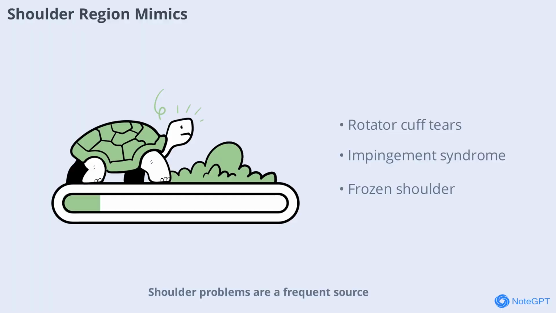Shoulder problems are a frequent source of symptoms that mimic cervical radiculopathy. Conditions like rotator cuff tears, impingement syndrome, and adhesive capsulitis, also known as frozen shoulder, can cause pain and weakness that radiate to the arm. These symptoms can be mistaken for nerve root issues, especially when pain worsens with overhead activities or at night. Clinical tests such as Neer's and Hawkins can help identify impingement, while imaging and targeted injections can further clarify the diagnosis. Understanding these shoulder-related mimics is key to providing the right treatment.